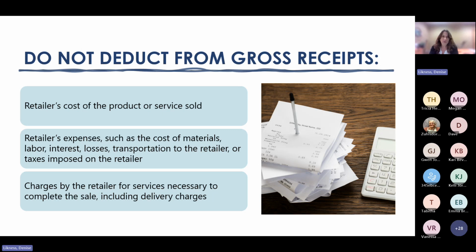No, if you bought the item and then you have a business and you're selling that item, it doesn't mean you have to make a profit to charge tax. Whatever you sell that item for, you need to charge the state and city tax on that, even if you didn't make anything on it. So you can't deduct what you paid for that item. Say you paid $100 and you sold it for $110. You can't say, well, tax is only due on the $10. You can't deduct the cost of the materials. Here it says labor, interest, losses, transportation. You can't deduct that from the cost of the product.